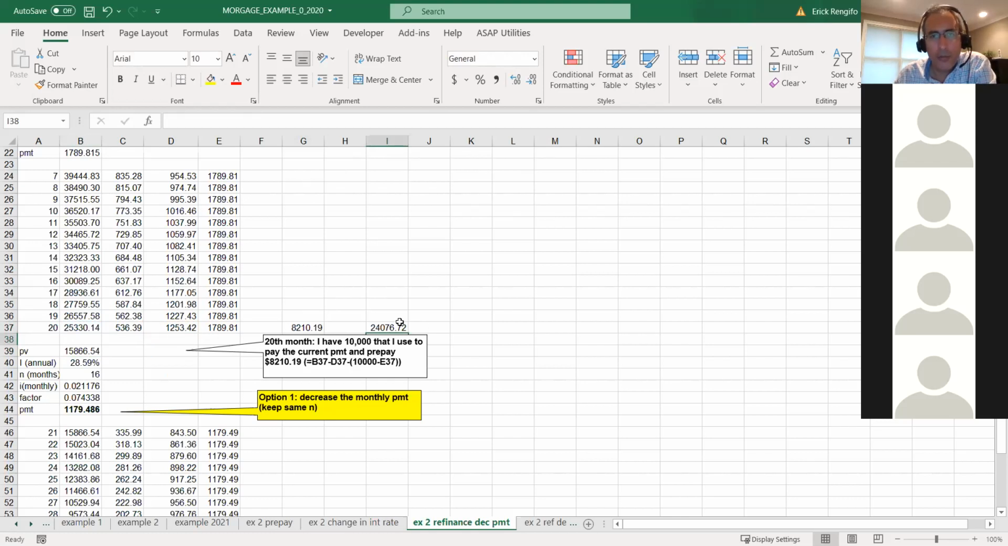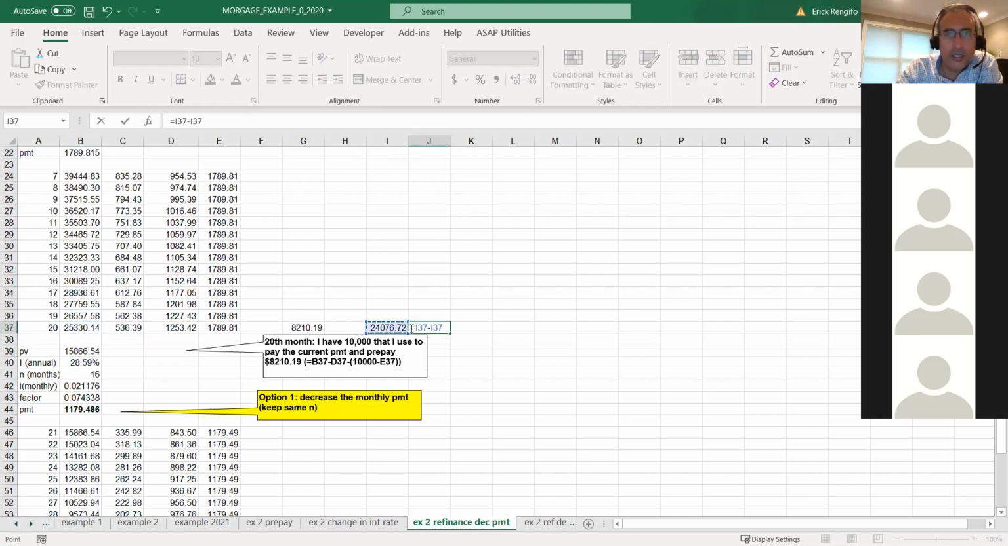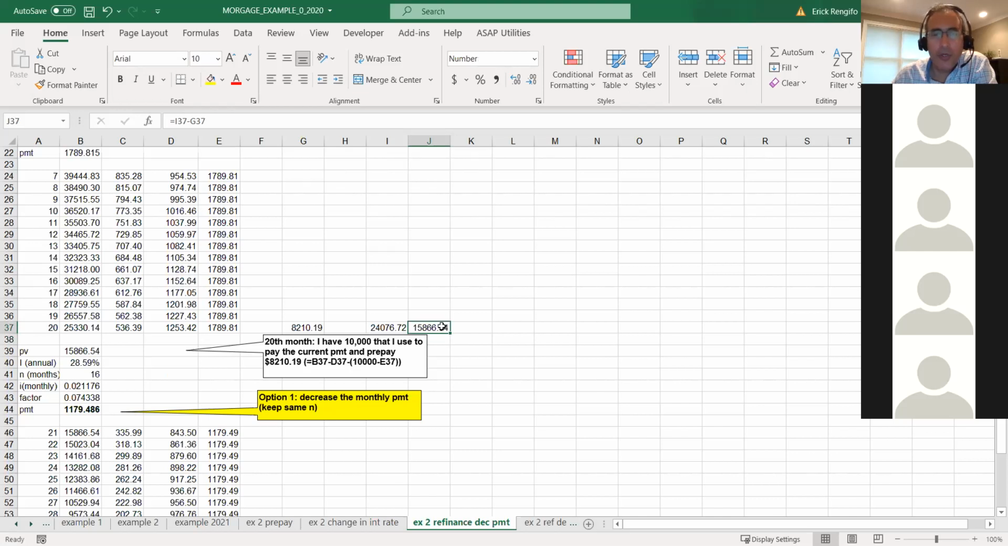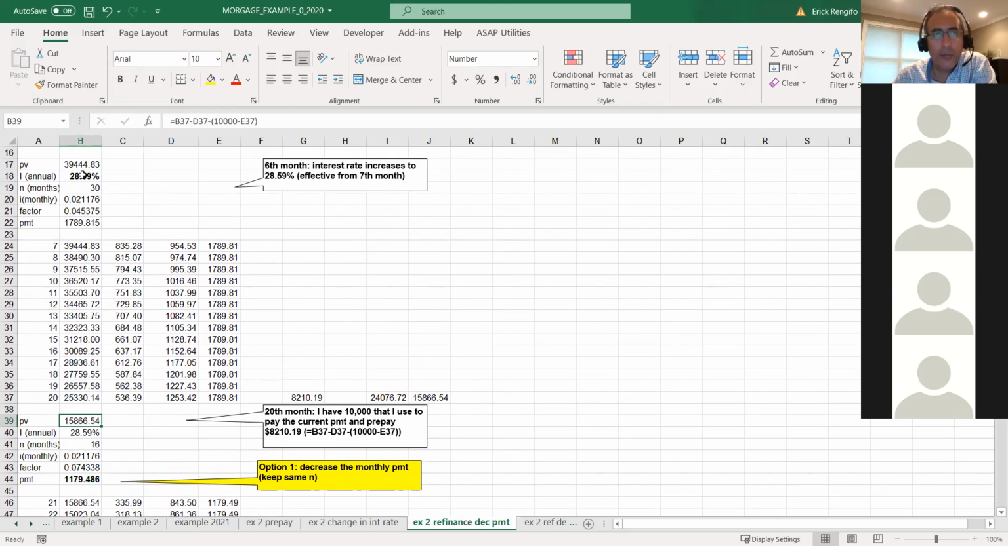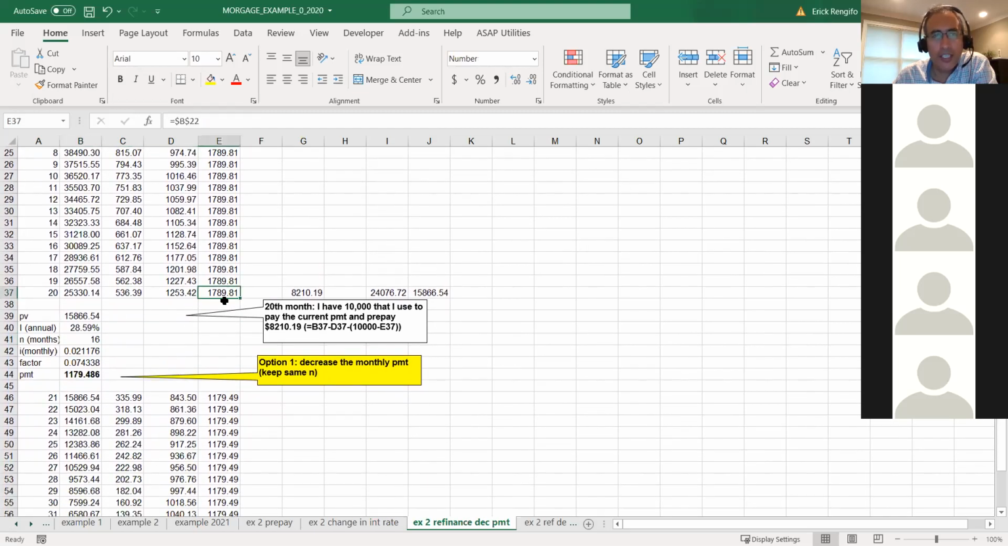Do you agree? What I'm doing is I'm saying, no, you know what? From this amount, I want to subtract this money that I have. So basically, what is my new principal? It's going to be 15,866. Okay, I don't change the relationship. It's 28%, 16 months. So I want to keep my 36-month period payment. And then what happens is that your monthly payment, as soon as you have done a prepayment, is going to decrease from 1,789 to 1,179.